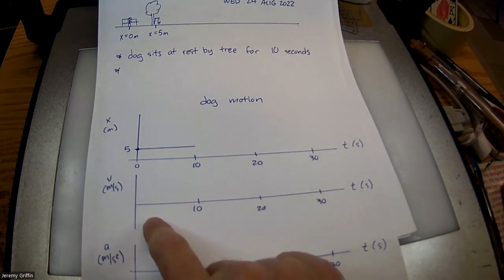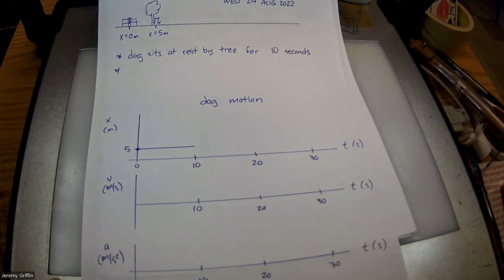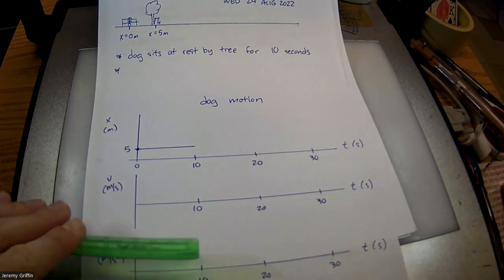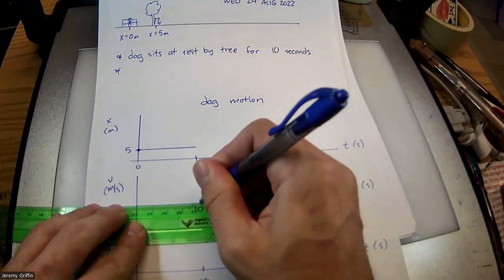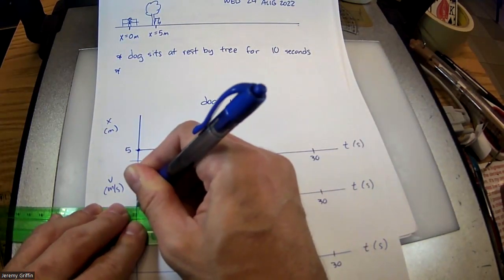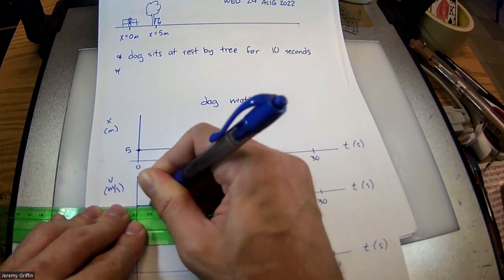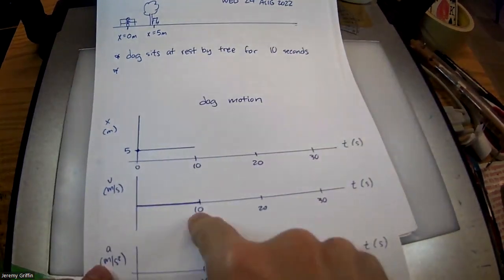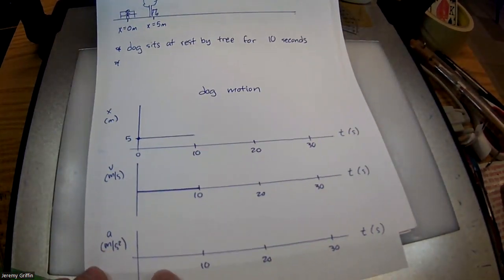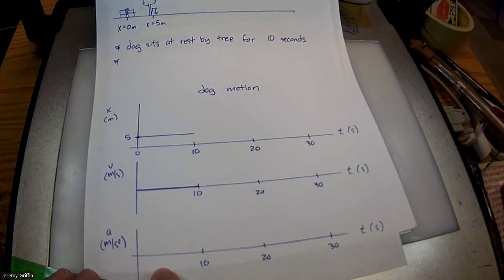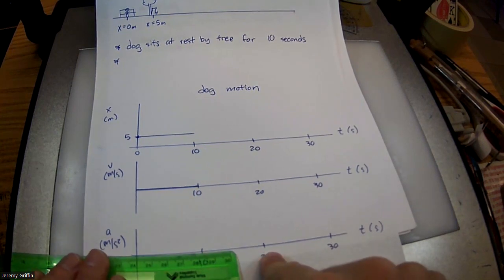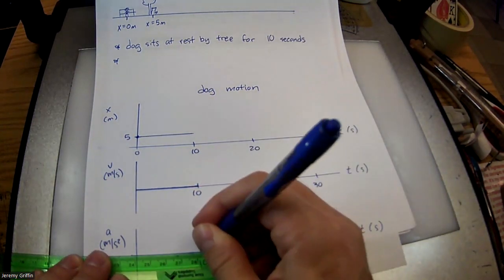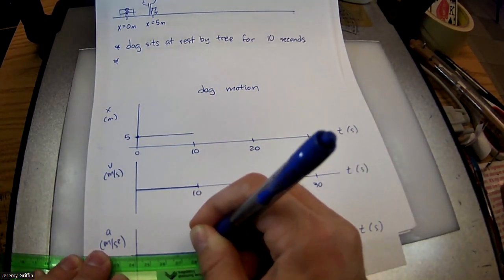How about V versus T? What's the velocity of the dog? Yeah, he's sitting down. So it is 0. Go right over the axis, just 0. Make that pretty bold there. And what's the acceleration of the dog? Also 0, because the dog's not changing his motion. So there's no rate change of the motion.